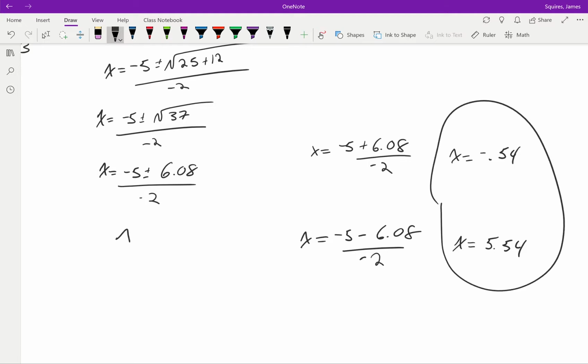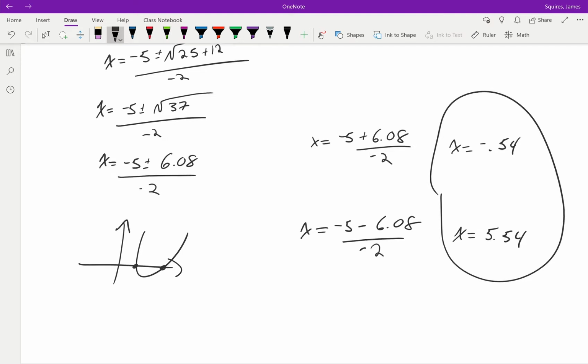Now notice, one way that we could think about this is that we're solving for all the x values where this function equals 0. That's also known as solving for the x-intercepts.